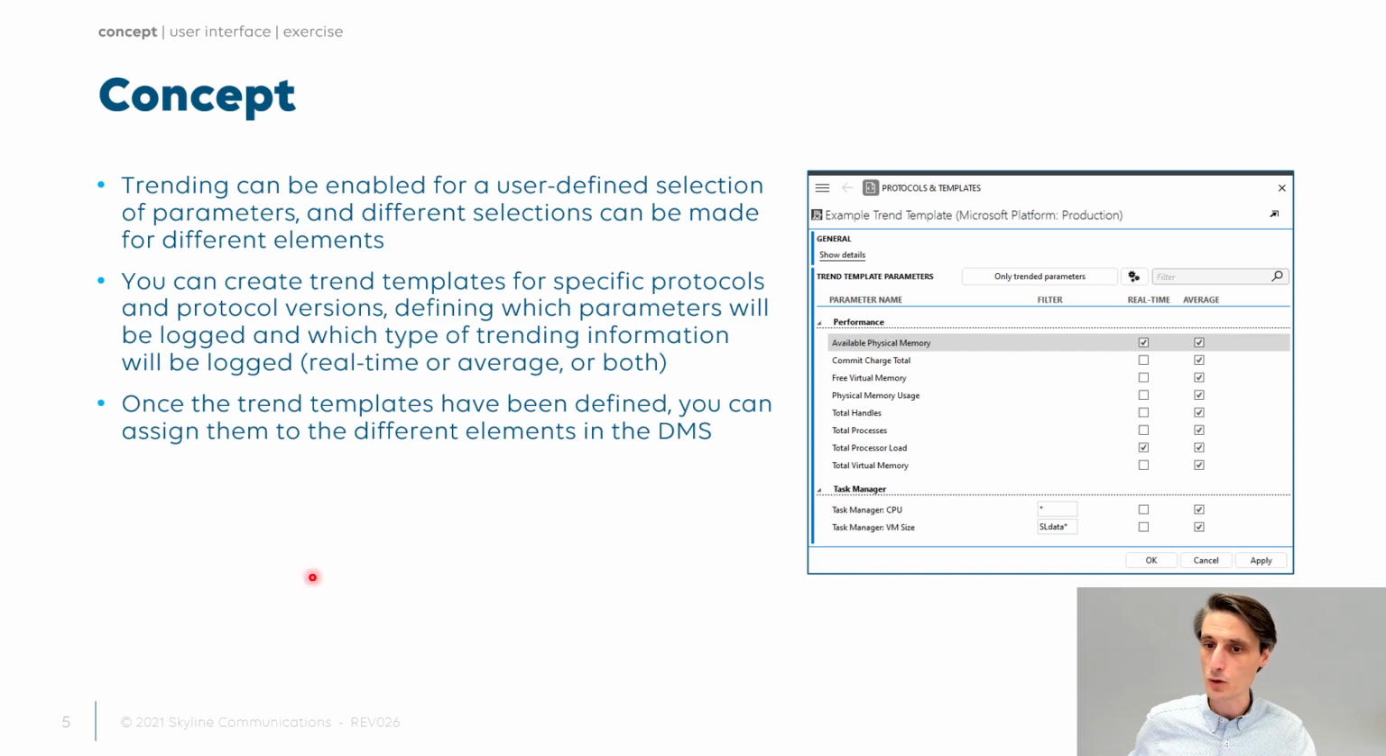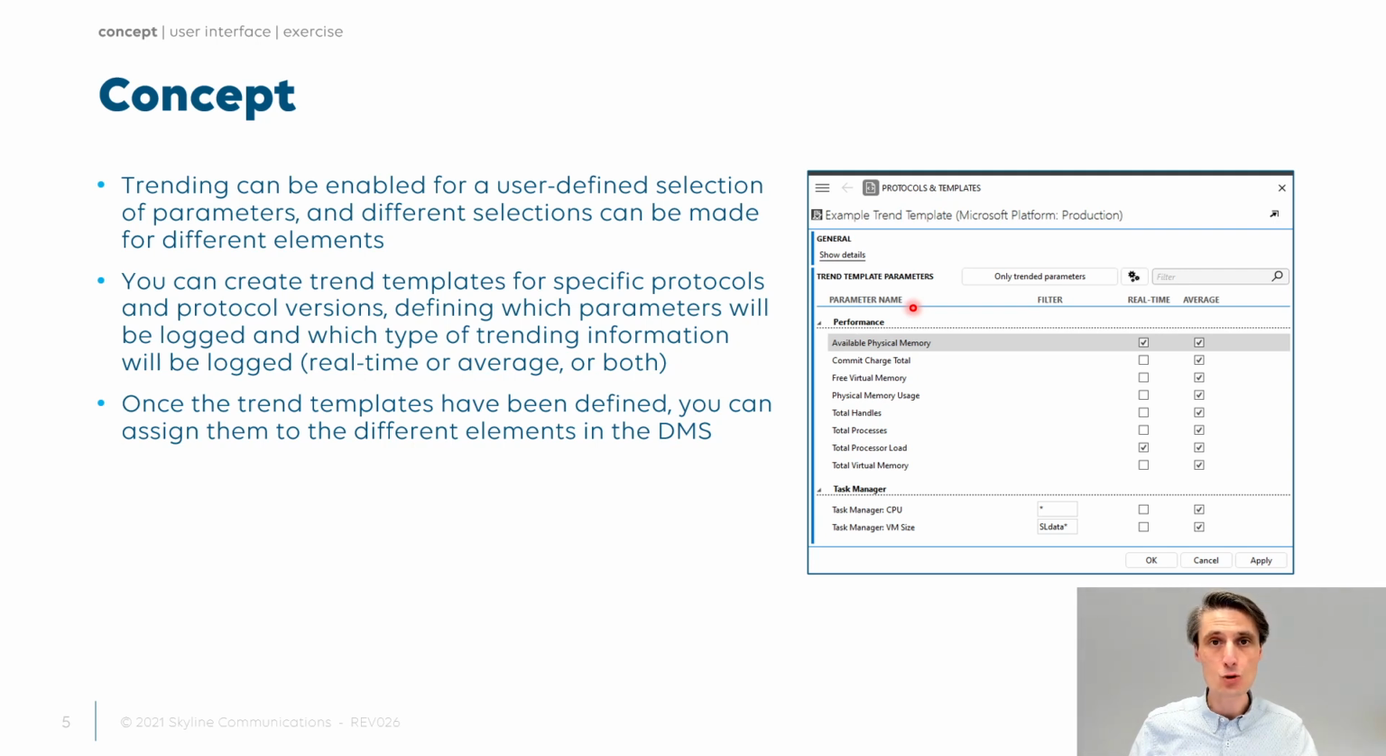You can already see it on the right hand side. So we do see the parameters and we do see the possibility to enable the real-time checkbox and the average checkbox. So it's very simple, just a list of parameters with the possibility to activate one or the other or both. Note I say the parameters here, but the list of parameters that we see here is a subset of the list of all the parameters we see in data display.